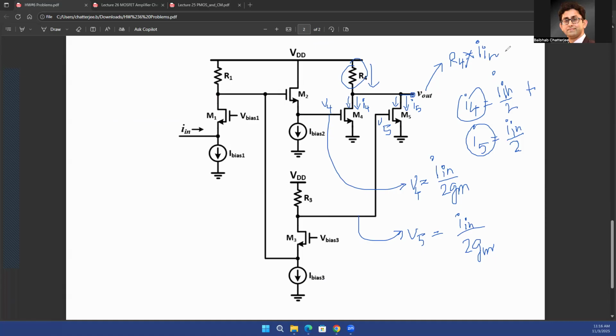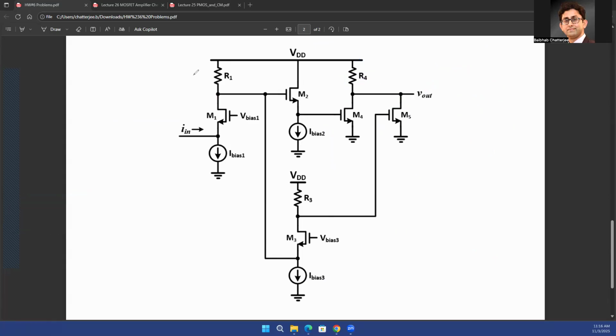And you were originally asked to find out what is V out as a function of I in. So you just found that. Now you can also put in the value of R4, which is 1 upon GM once again. So that's how we are going to solve this kind of a problem: you divide and conquer.